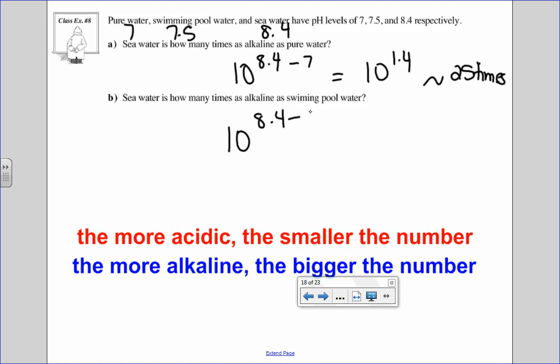8.4 take away swimming pool water, 7.5. So in doing that, I just subtract those numbers and I get 10 to the 0.9. So it's going to be just a little less than 10, because 10 to the 1 would be 10. So it's going to be about 7.9 times as alkaline, because they're pretty close together.